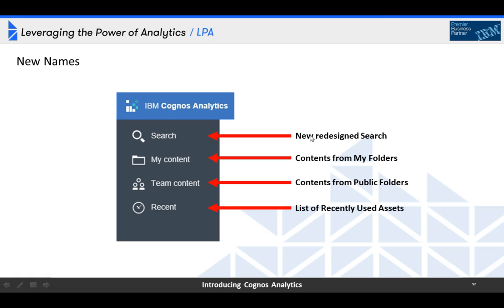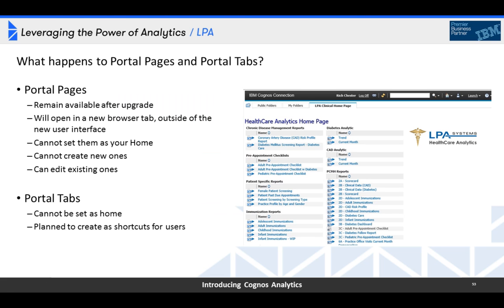New names for things. So the search replaces the Go search that was baked into Cognos 10. My content instead of my folders, team content instead of public folders, and then recent is new. It's just keeping track of where I've been so that if I want to get back there quickly, I can.